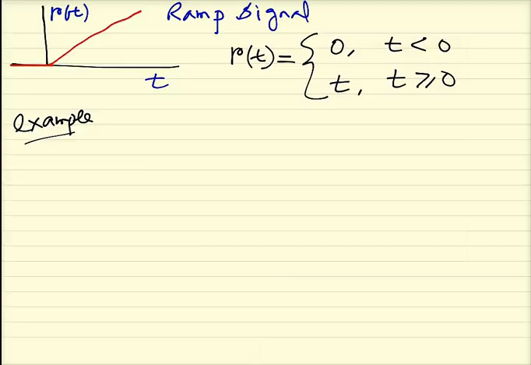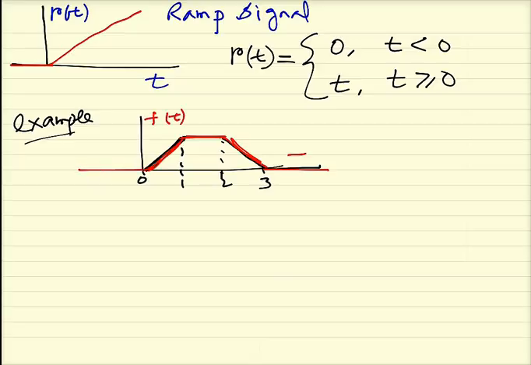Let's try to use this in an example. Suppose we have this signal with 0, 1, 2, 3 marked, and the signal increases with unit slope and then goes flat. This is a function of t. The question is: express f(t) in terms of u(t) and r(t).